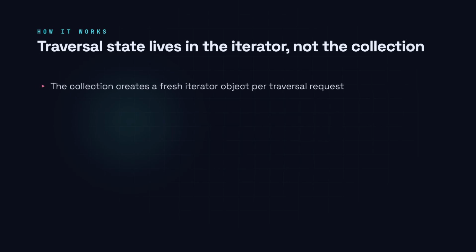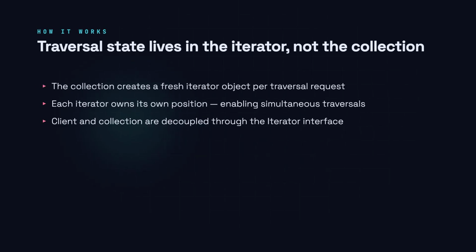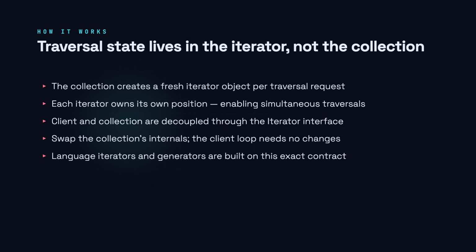The key insight is where the position state lives. Because each iterator object carries its own index, you can create two iterators over the same collection and advance them independently, one halfway through, while another is just starting. The collection itself is stateless with respect to traversal. This decoupling means you can replace a linked list with a binary tree inside the collection, and the client loop is completely untouched. TypeScript's built-in Symbol.iterator protocol is this pattern standardized at the language level.